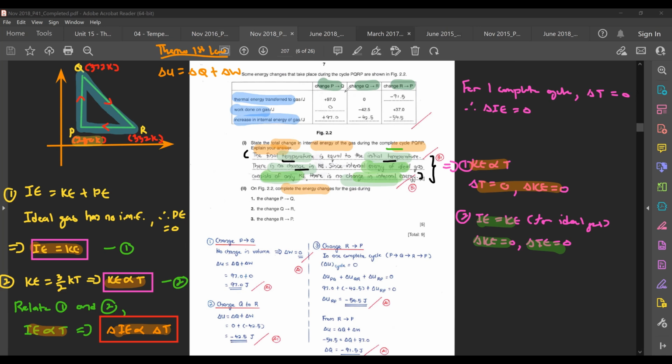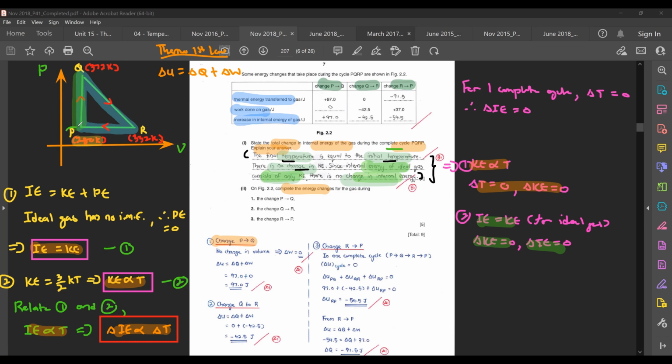So let's just consider the first change from P to Q, the first column itself. If you look at the change for the first column from P to Q, which is really this line here, if you recall, it was a pressure volume graph. This one was a pressure volume graph.